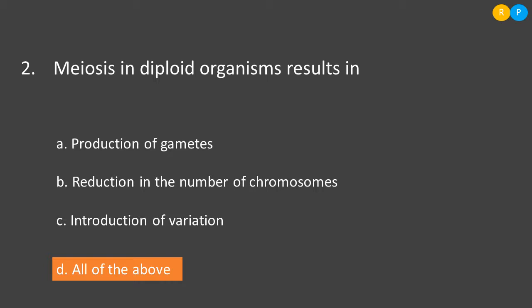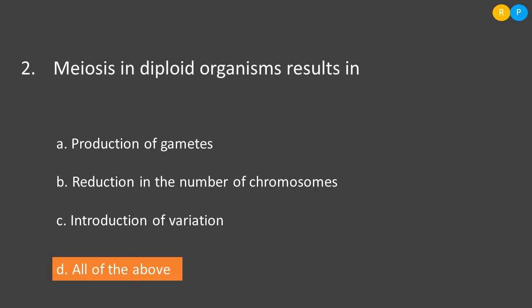Then option B, reduction in the number of chromosomes. So chromosome number will get reduced in the parental cell because of the meiosis. Clear, right? Then option C, introduction of variation. Meiosis results in variation because when the meiosis takes place, prophase 1 will show crossing over. In the crossing over, genetic material, that means some information, will be exchanged between the homologous chromosomes, which helps in variation. That means in each generation some changes can be seen. That is called variation.